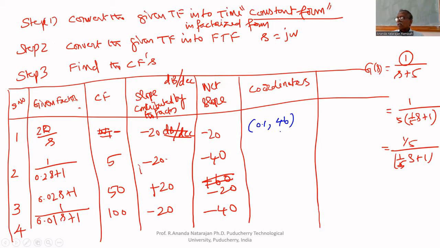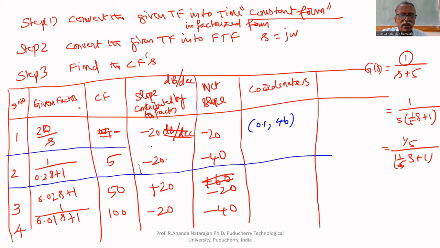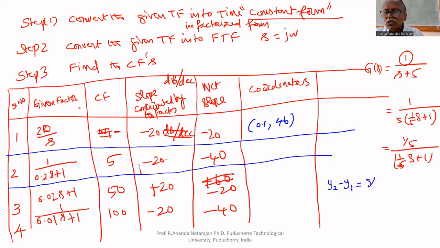Now let us find the second coordinate. First row we found the coordinate: 0.1 comma 46. Next coordinate, we know the equation for a straight line. What is the equation for a straight line? y2 minus y1 equal to slope multiplied by x2 minus x1. These are all straight lines. That's why we can write the equation like this.